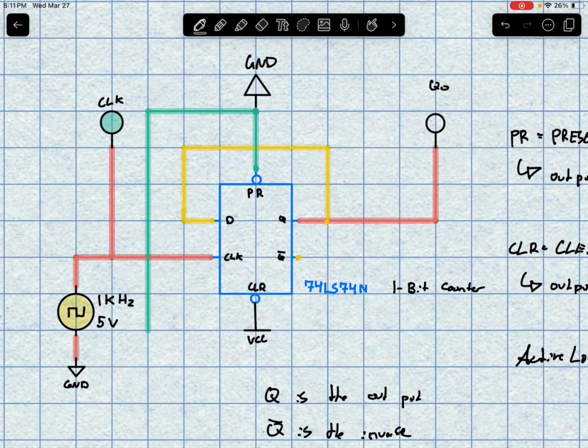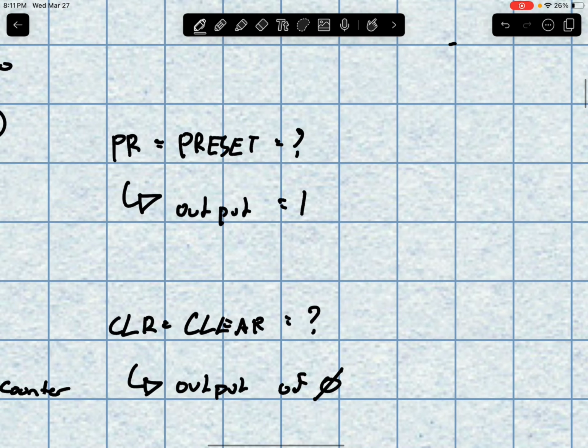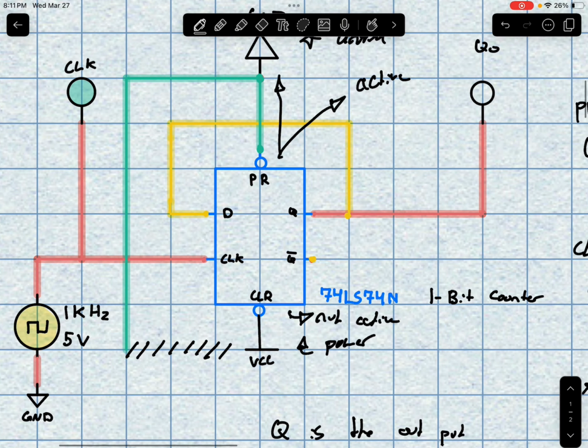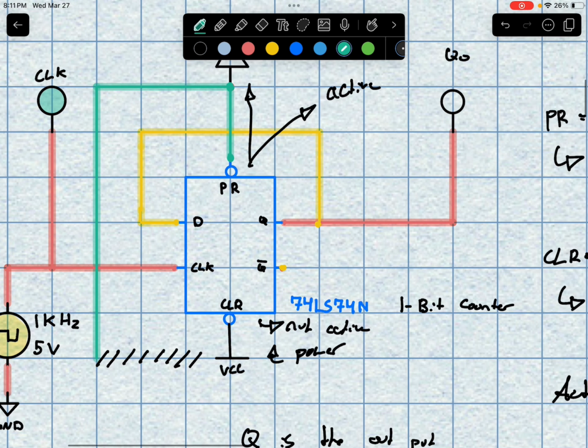If we were to look at this chip design instead, where we cut off the green wire from going into this clear and replaced it with power, and here we still have ground, what happens is this is not active, right? But this preset is still active because, again, there is ground connected to it. So, again, what does preset mean? It means an output of 1. So that means that because preset is connected to ground, the output will be overridden and it will forever be 1.